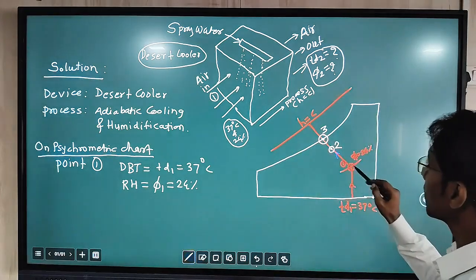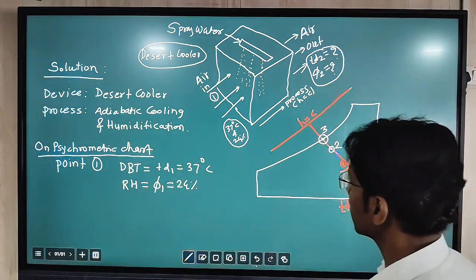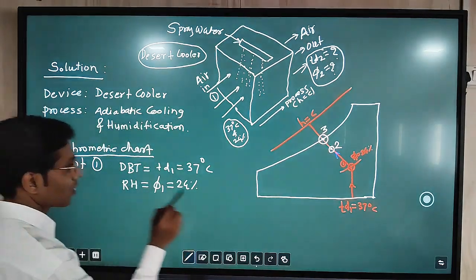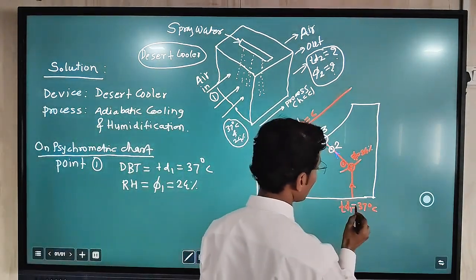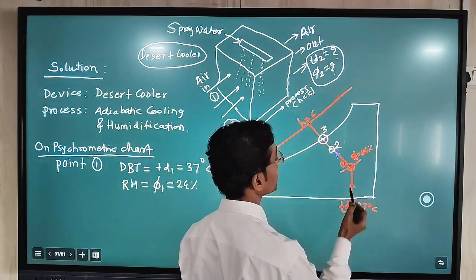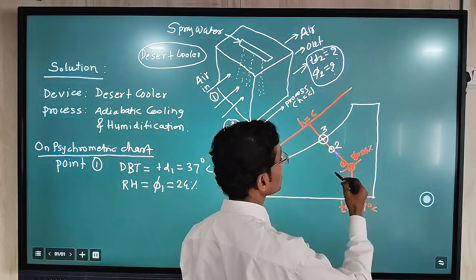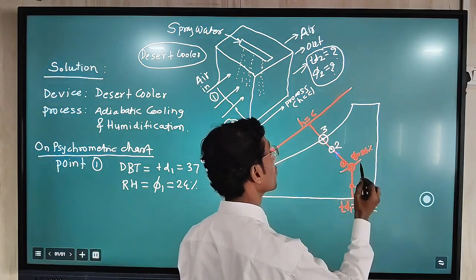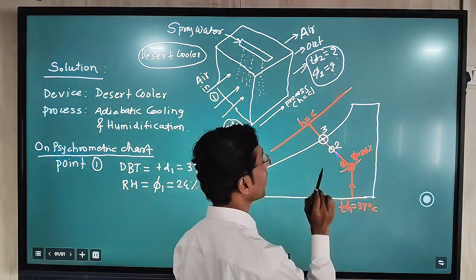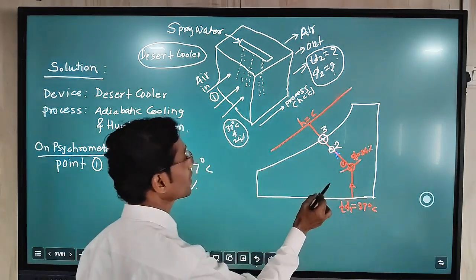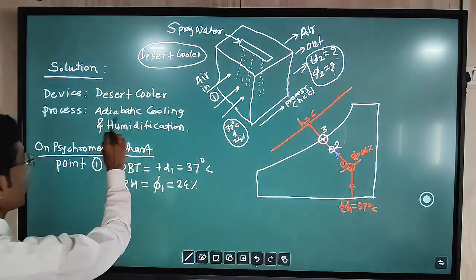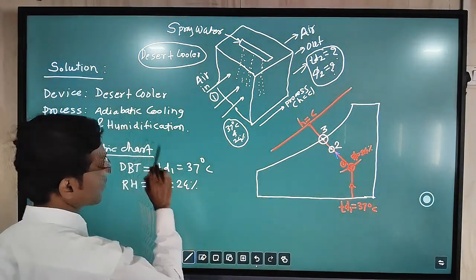Now this process we will show on the psychrometric chart. For that purpose, the first point, number 1, is on the psychrometric chart at dry bulb temperature 37 degrees Celsius. From this, if you go upper side in a vertical fashion, and this is the saturation line of 24% relative humidity, here we get intersection point number 1. Now from point number 1 we have to proceed for this process, that is adiabatic cooling and humidification.